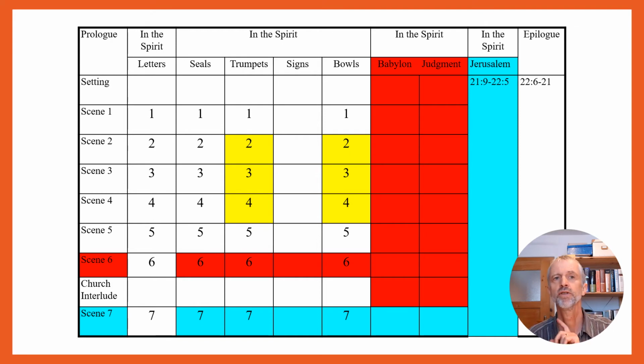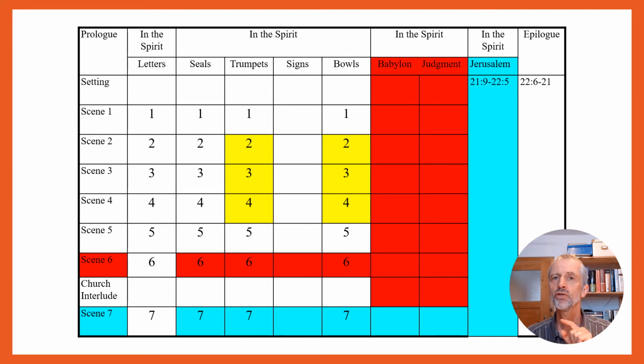The one exception here is the column of the 7 letters. They do not show this pattern. The 6th letter is to Philadelphia, which is a good church, and letter number 7 goes to Laodicea, which is a particularly bad church, but otherwise the pattern holds.